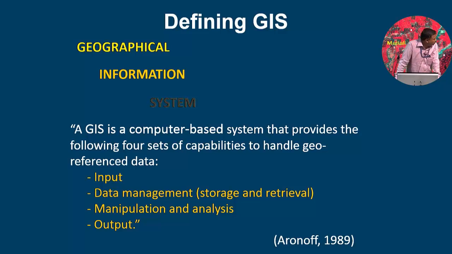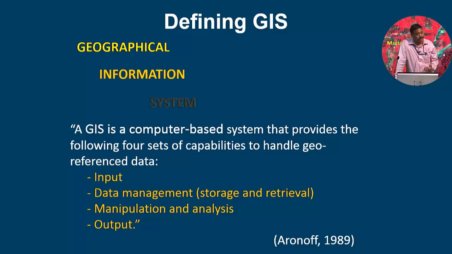It is considered to be a computer based system that provides four sets of capabilities: inputting, database management, manipulation and analysis, and output. But here the most important thing is you are dealing with geospatial data. You are not talking about normal non-spatial data, but geospatial data, which has a geolocation, meaning latitude and longitude. That data could be in the form of points, lines or polygons, or even in the form of satellite images.